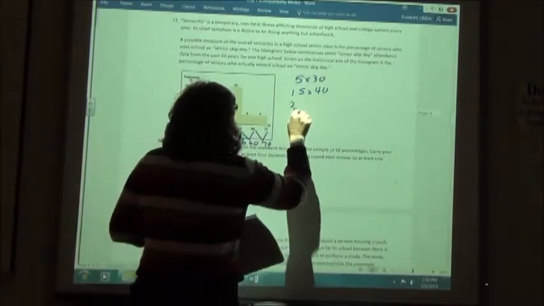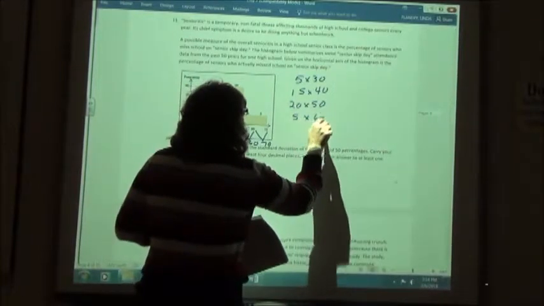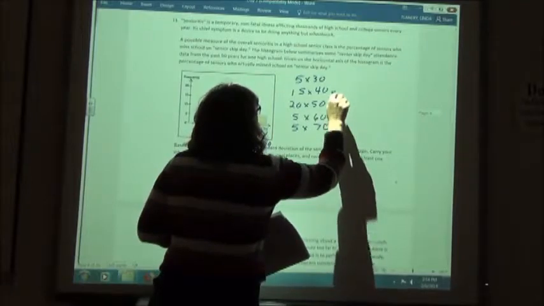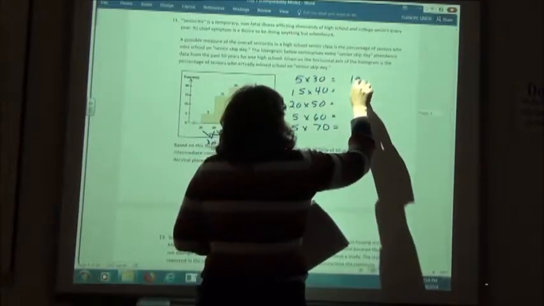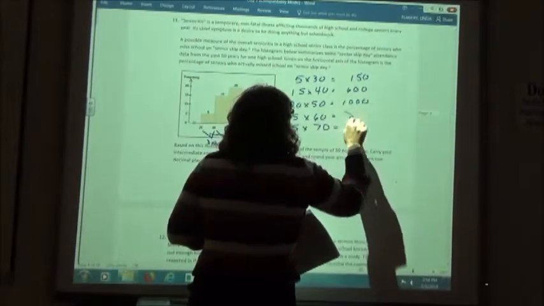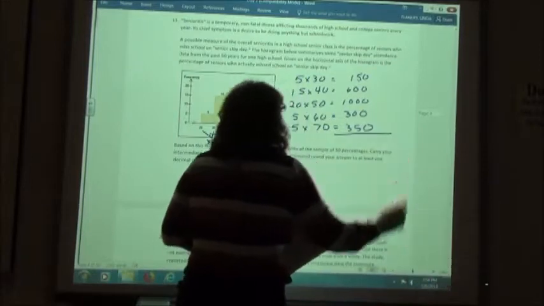$20 times 50, 5 times 60, and 5 times 70. It's 150, 600, 1,000, 300, and 350. And then we're going to add all those together.